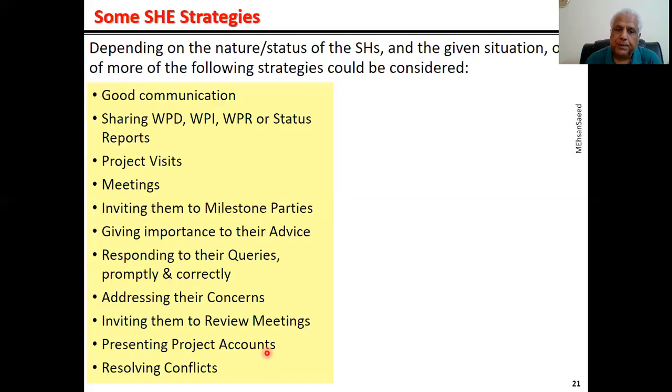And then resolve the conflict. Don't leave the conflict. Don't pend the conflict. Don't avoid the conflict. Deal with the conflict. This is called confronting the conflict. Confronting the conflict means giving a solution. Listen to both parties and give a fair judgment to resolve the conflict. And if you do that, it would satisfy both the parties.